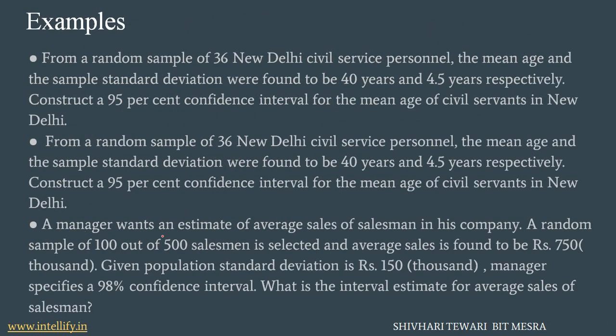And there is another example. A manager wants an estimate of the average sales of a salesman of his company. A random sample of 100 out of 500 salesmen is selected, and average sales is found to be 750,000 rupees. Given population standard deviation is 150,000. Manager specifies a 95% confidence interval. What is the interval estimate for the average sales of the salesman? So these are standard errors and mean square errors which happen if we take random data without any observation.